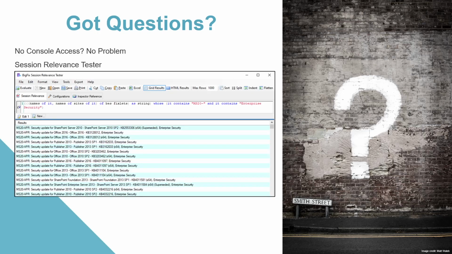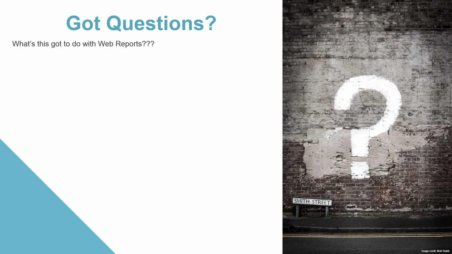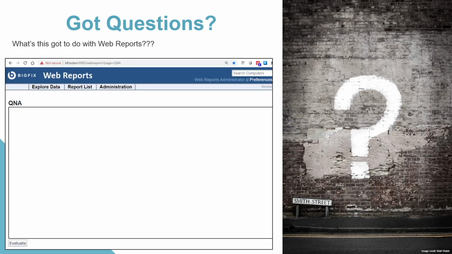With the Session Relevance Tester, you only need a Web Reports ID and a network path to the Web Reports server. This is a standalone tool developed by one of the most recognizable names in the world of BigFix content, Leeway. But what if Leeway's contact info isn't in your address book and you still can't get access to either of these two tools? Well, as it turns out, Web Reports has a built-in tool that you can use to ask session relevance questions without installing a standalone tool or getting access to the console.